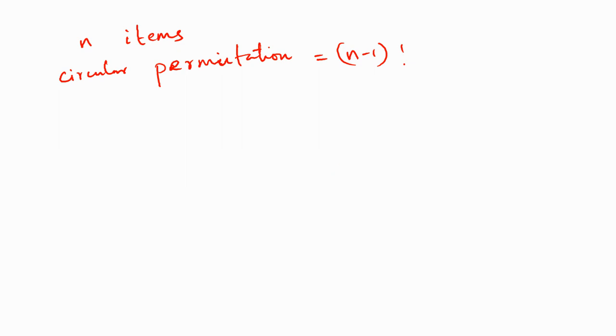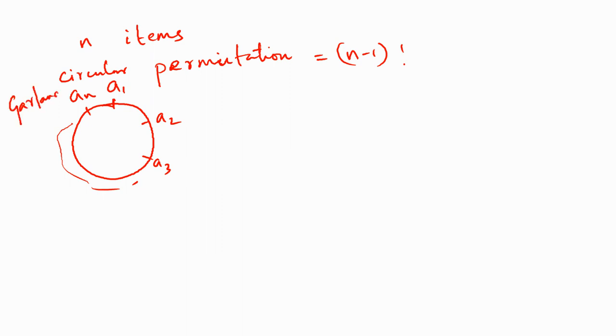Okay, and also let's say there is a garland, because there are scenarios where we need to place some flowers on a garland. Let's say a1 is here, a2, a3, like that up till an. Now let's say this is a garland. How many ways can you arrange them? This is an important example, so please pay attention. If it's a garland, how many ways can they be rearranged?